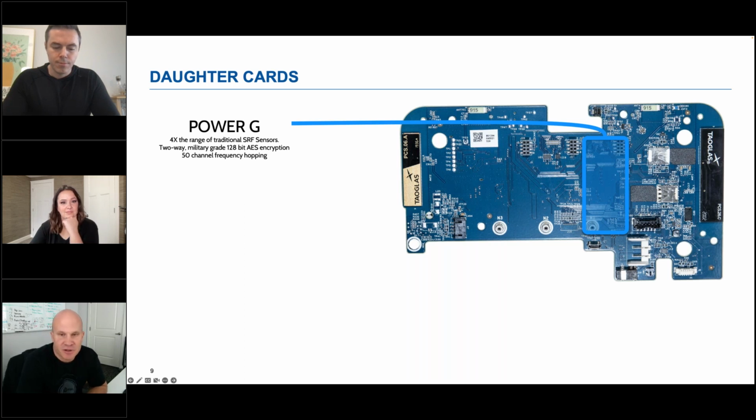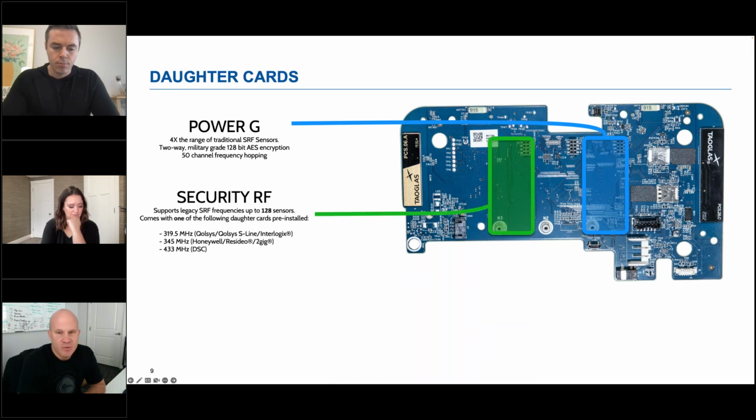And I know a lot of you are familiar with that already and have already converted over to Power G wholeheartedly. And that'll play into what we talk about with IQ4 Hub a little bit as well here in a minute. And then we add on what we call a legacy security radio or legacy SRF, security RF. And we make this in 3 different versions.